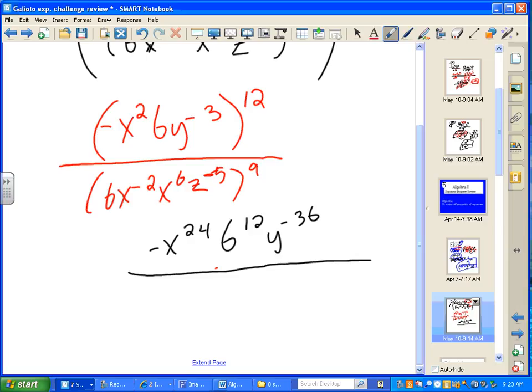So check your second step. The bottom: 6 to the 9th, x to the negative 18th, x to the 54th, and z to the negative 45th.